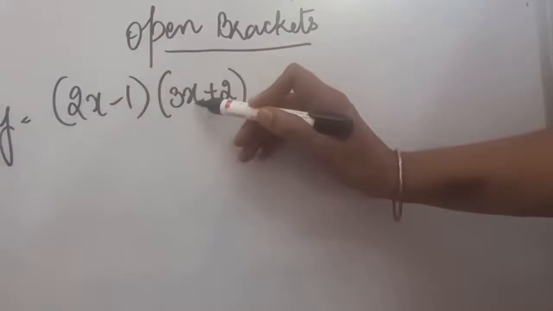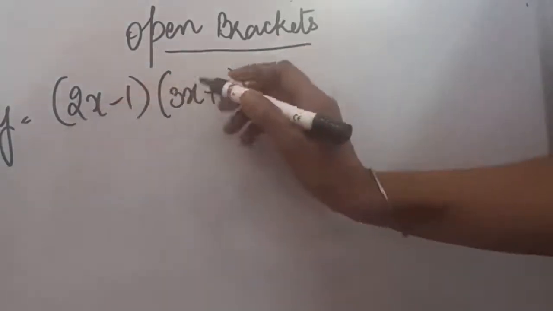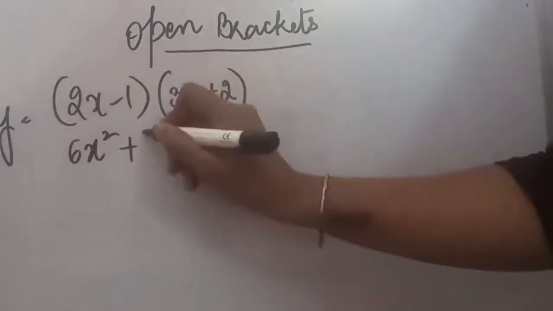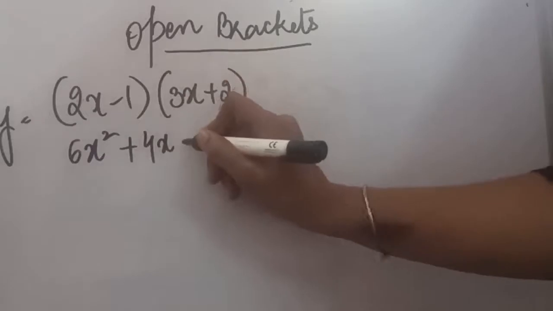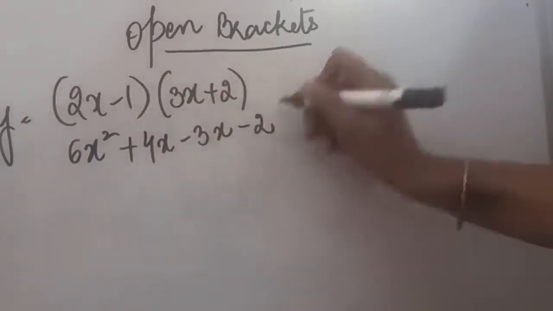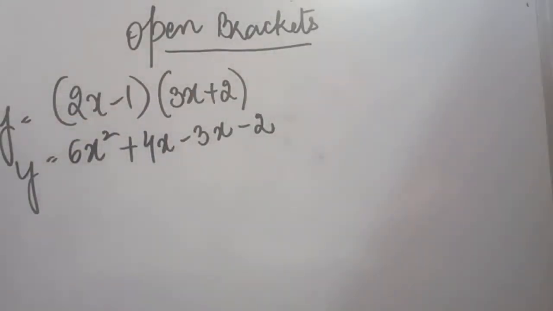2x will be multiplied by 3x, then 2x will be multiplied by 2 also. So 2x into 3x will be 6x square, and 2x into 2 will be 4x, minus 1 into 3x will be minus 3x, and minus 1 into 2 will be minus 2. So now this question has been converted into a simple question.